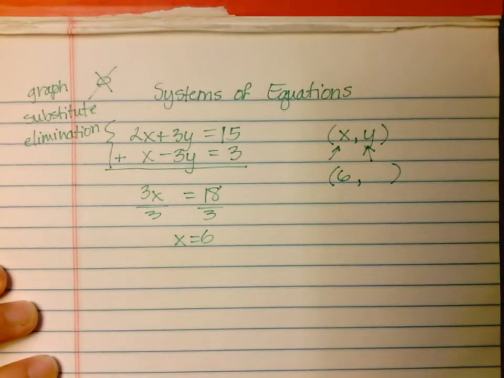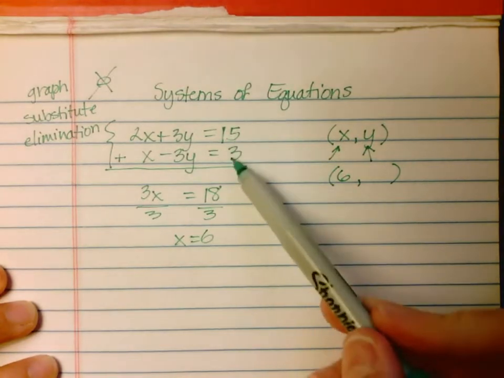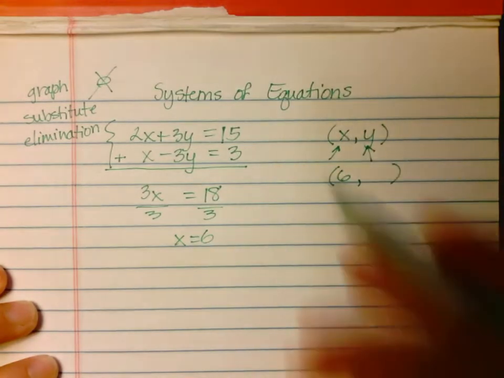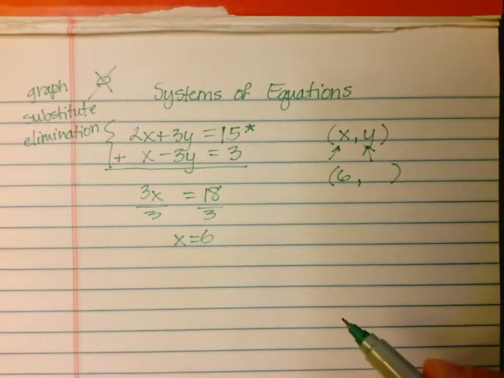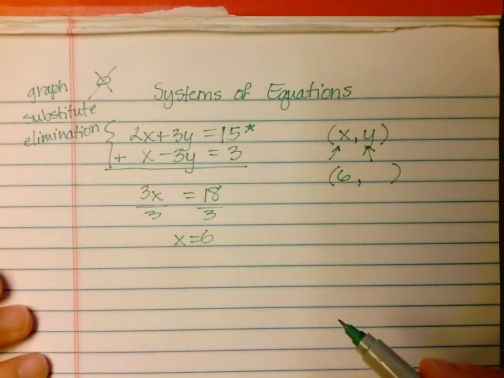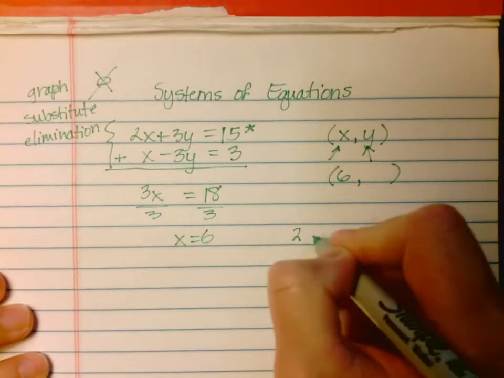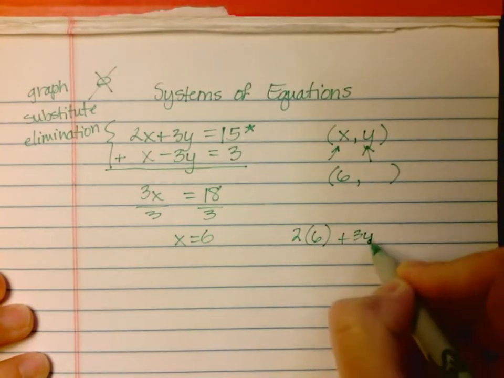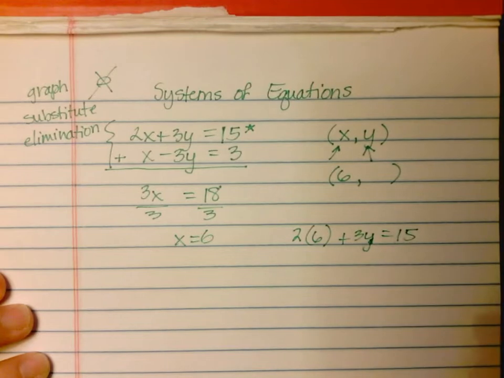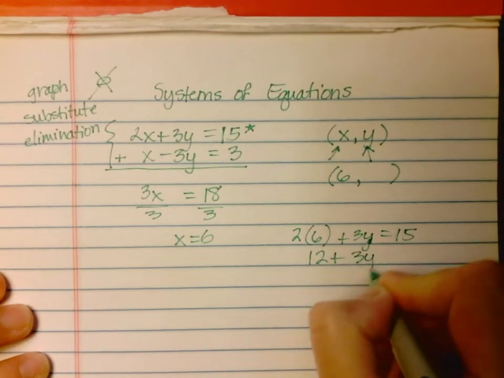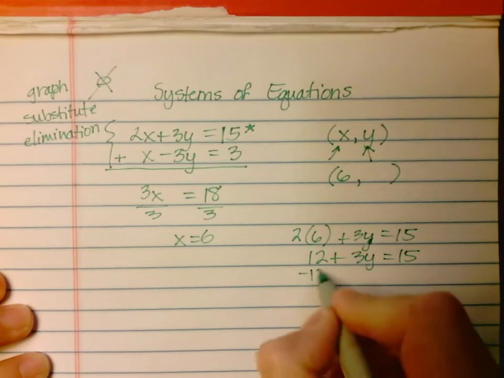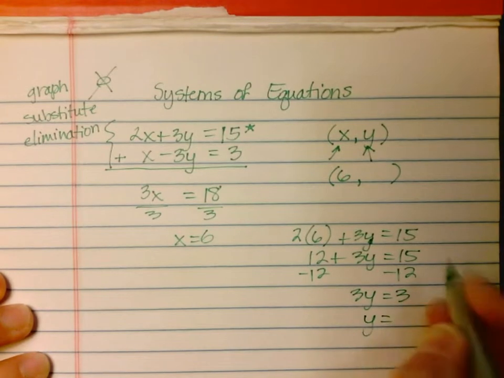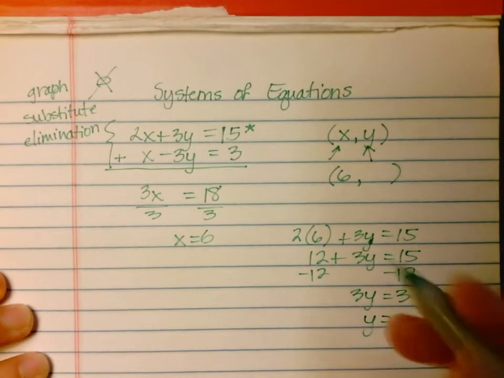But what is the y coordinate? Well, I'm going to have to go back to one of the original equations and substitute my new x value. You can pick either one, because it's going to have to work in either equation. I'm going to pick this first one. So this first one says 2 times x plus 3y equals 15. 12 plus 3y equals 15. Subtract 12 from both sides to get the y alone. Divide by 3, and your y value is 1.